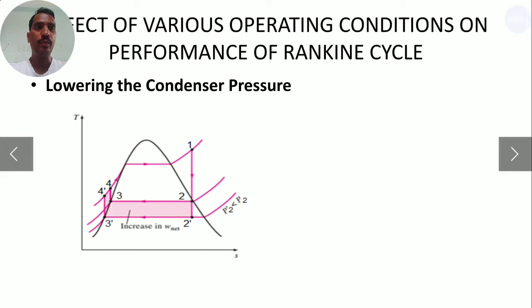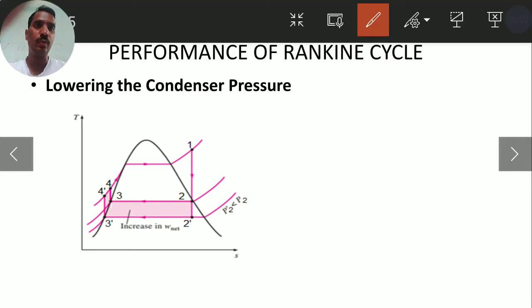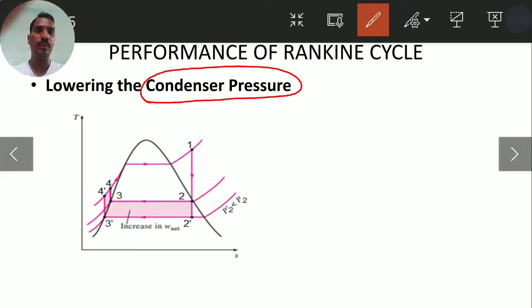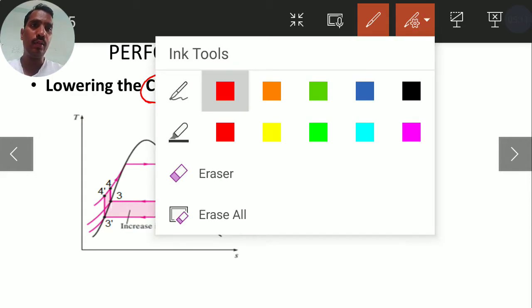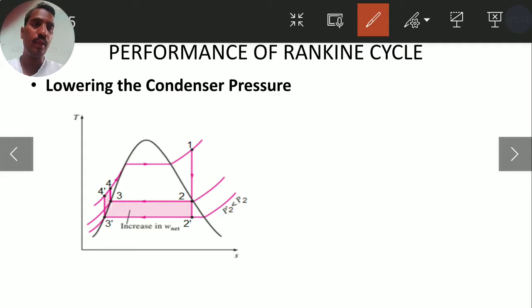Now first we will see what is the effect of lowering the condenser pressure on the performance of a Rankine cycle. If you reduce the condenser pressure, then what happens? Now here you can see the initial cycle, or a reference cycle, is 1, 2, 3, 4. This is the reference cycle.